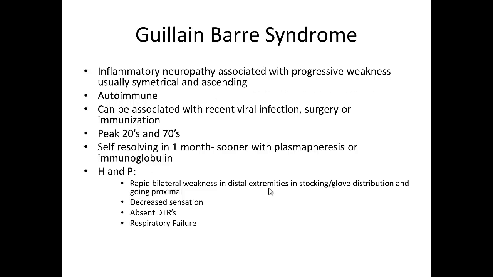Many of you have heard of Guillain-Barre syndrome, which is an inflammatory neuropathy associated with progressive weakness that is usually symmetrical and ascending. It's another autoimmune disease, and it often follows a viral infection or a flu shot or other immunizations.